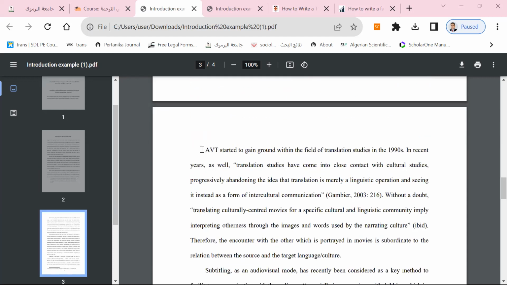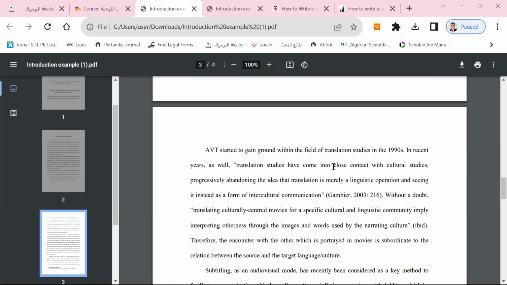Look here, AVT started to gain ground also. He's talking about the importance now, again, of the current situation, the importance of his thesis. AVT started to gain ground within the field of translation studies in the 1990s and recent years as well. He has a quote from Gambier: translation studies have come into close contact with cultural studies, progressively abandoning the idea that translation is merely a linguistic operation and seeing it instead as a form of intercultural communication.